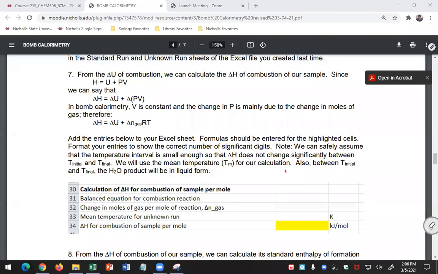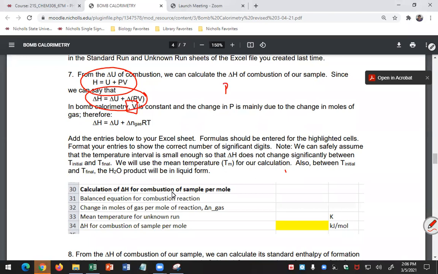We got delta U for the reaction. The next thing we need to do is calculate delta H. Okay? So remember, enthalpy is U plus PV. So delta H is delta U plus delta PV. Now, your volume is fixed, right? This is a constant volume calorimeter.